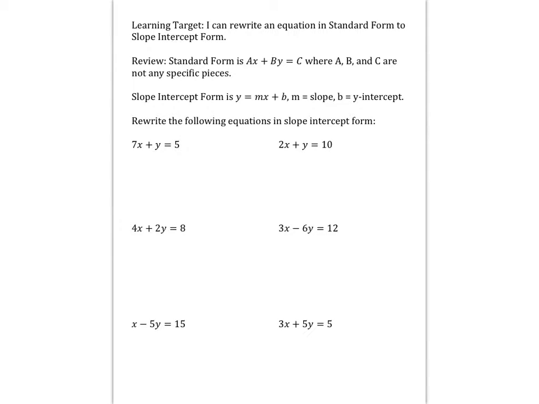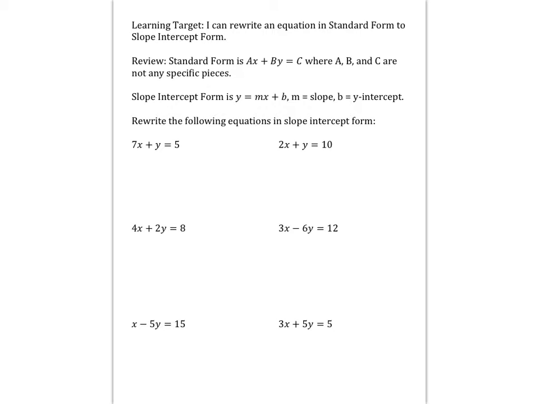Hello, and today's learning target is I can write an equation in standard form to slope-intercept form. So let's review. Standard form is ax plus by equals c, where a, b, and c are not any specific pieces of the equation, right? Those are going to be constants or numbers that are in front of either the variable x, so ax, the variable or the number in front of the variable y, so by, or c, which would just be a constant number without a variable. So again, that's what standard form is.